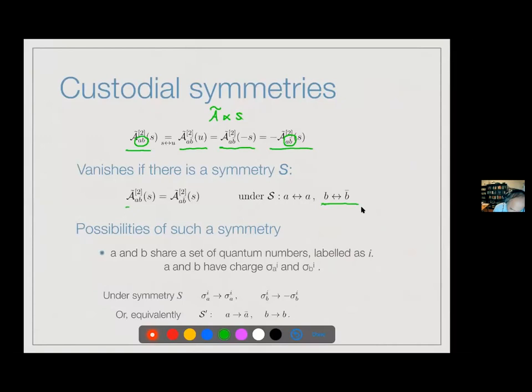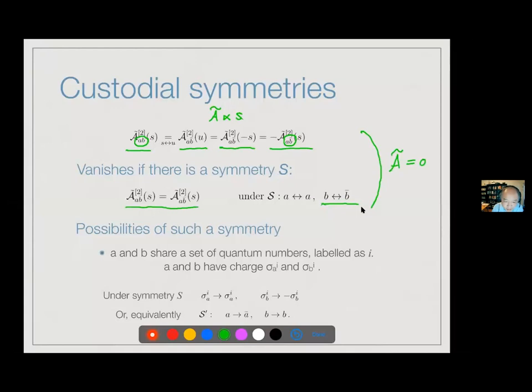Combining these two, we should be able to prove that this is zero, right? This is the symmetry limit where you actually have the amplitude being zero, implying that the effective field theory contribution to this amplitude has zero effect, and the correction to the low energy variable vanishes.